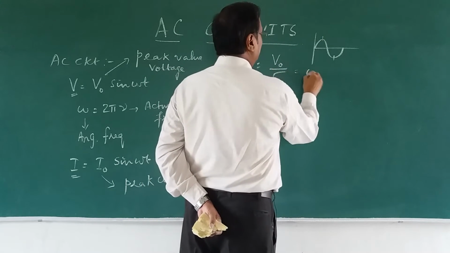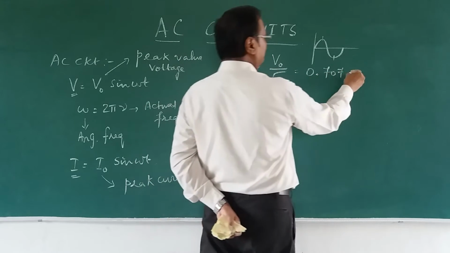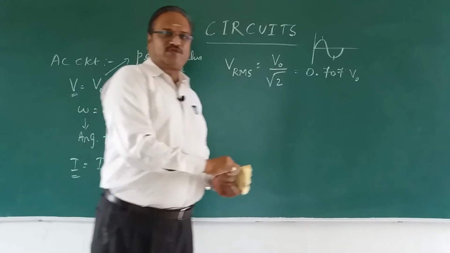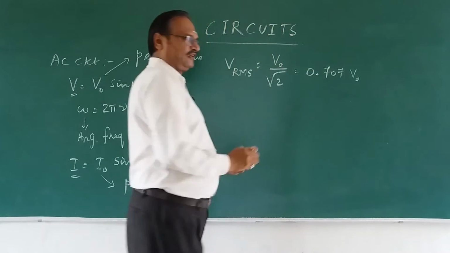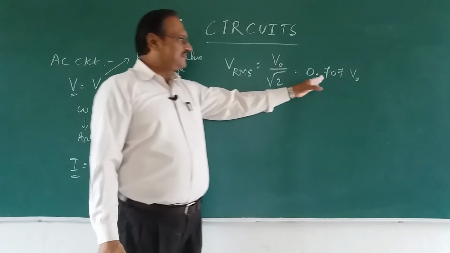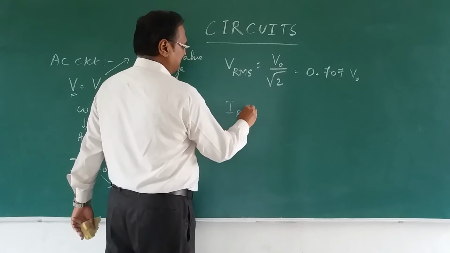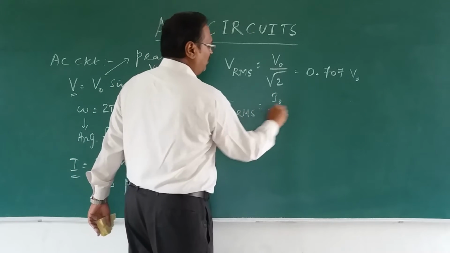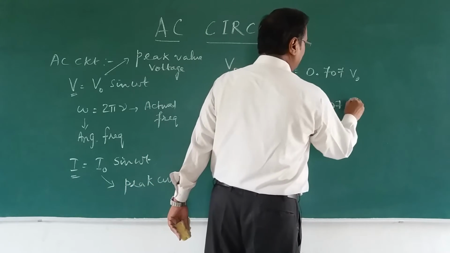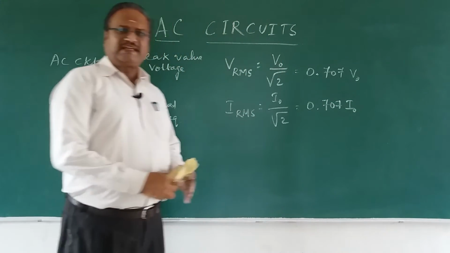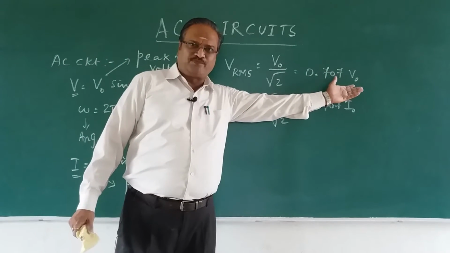This can be written as 0.707 V naught. 1 upon root 2 value is this. This will be useful for you in any of the exams to quickly solve the problem. 0.707, right? This number is easy to remember. Now I write IRMS. IRMS is equal to I naught upon root 2, which is again 0.707 I naught. So this is the interrelationship between RMS value and the peak value, right?